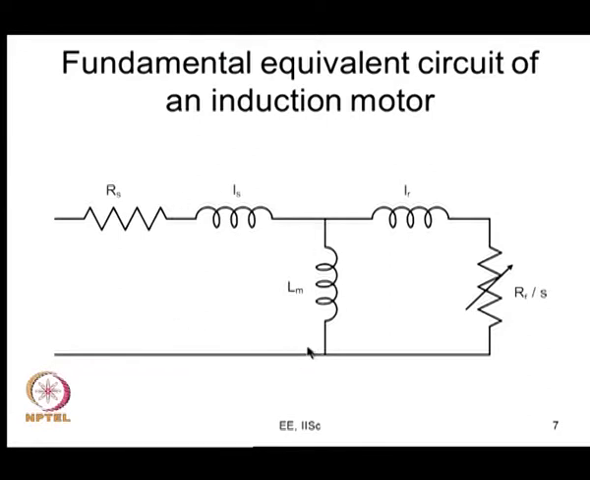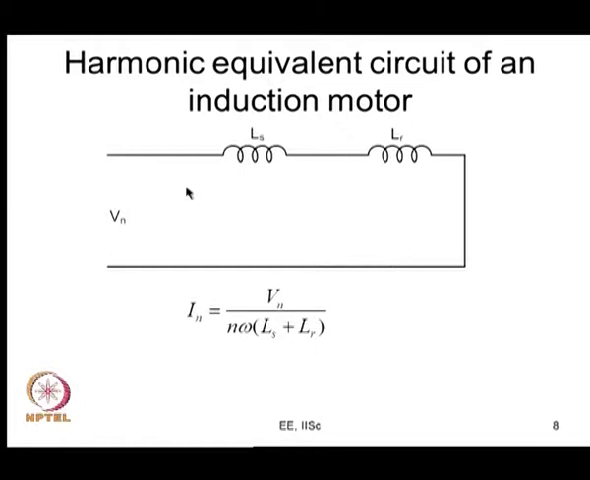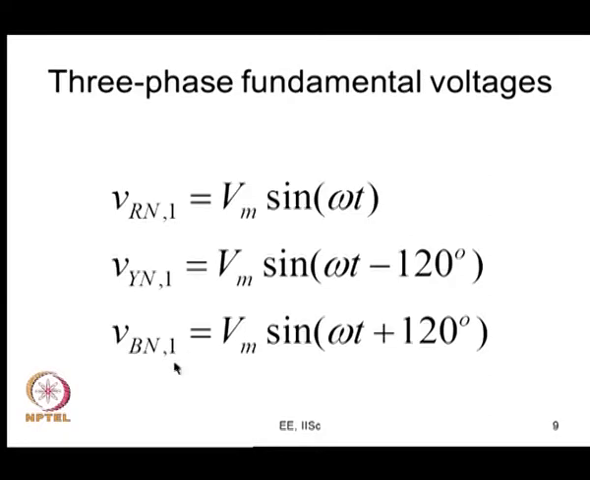Other than the fundamental, there are harmonics. For analyzing the harmonics, you can use this harmonic equivalent circuit, where LS and LR are the stator and the rotor leakage inductances, as we discussed in the previous class. So, if your harmonic voltage is amplitude Vn, Vn upon n omega into (Ls plus Lr) would give you In, the nth harmonic current amplitude.